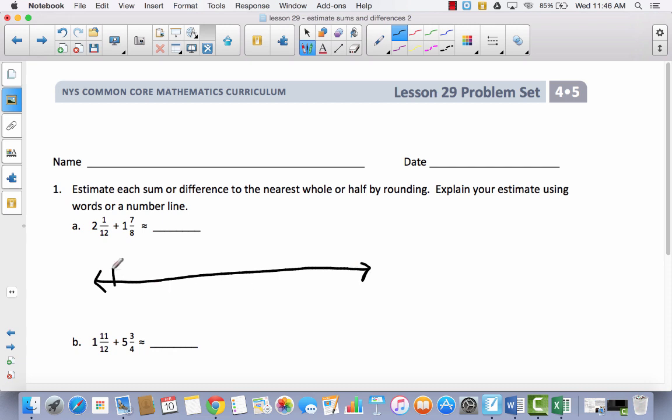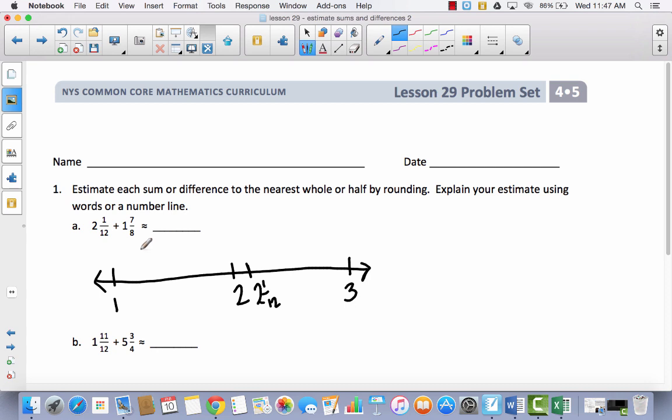So let's go ahead and do 1, and we'll do 2, and we'll do 3 on our number line. All right, so let's start with 2 and 1/12. Would 2 and 1/12 come between 1 and 2, or would it come between 2 and 3? Well, it would come between 2 and 3. So if I divided this number line into 12 parts, which I'm not going to, but they would be pretty small, and if I had 2 and 1/12, it's going to be pretty close to this 2. So I'm going to go ahead and label this 2 and 1/12.